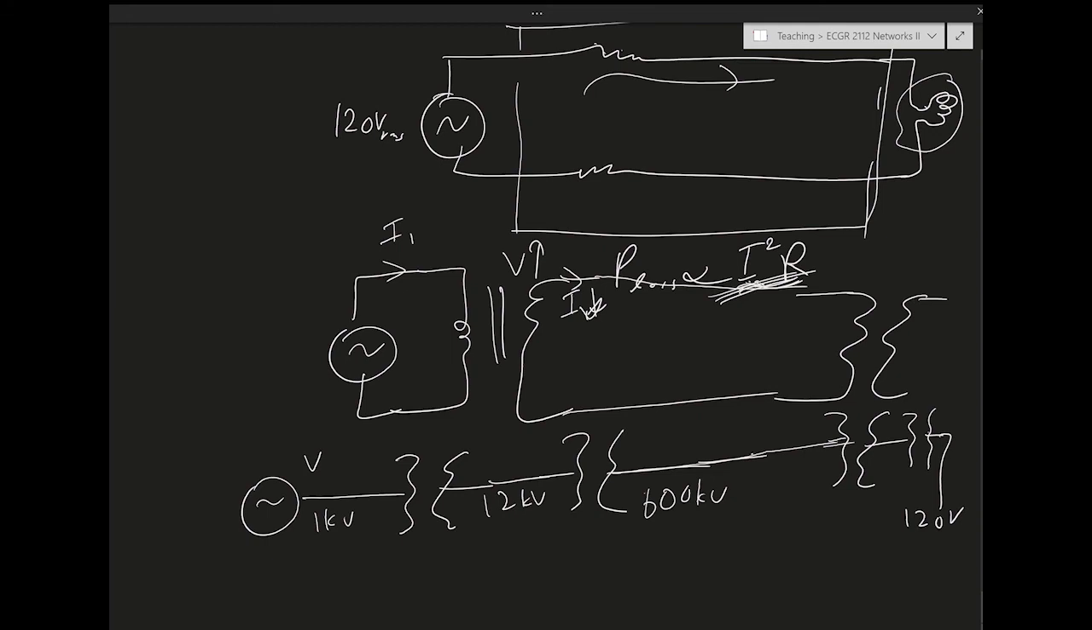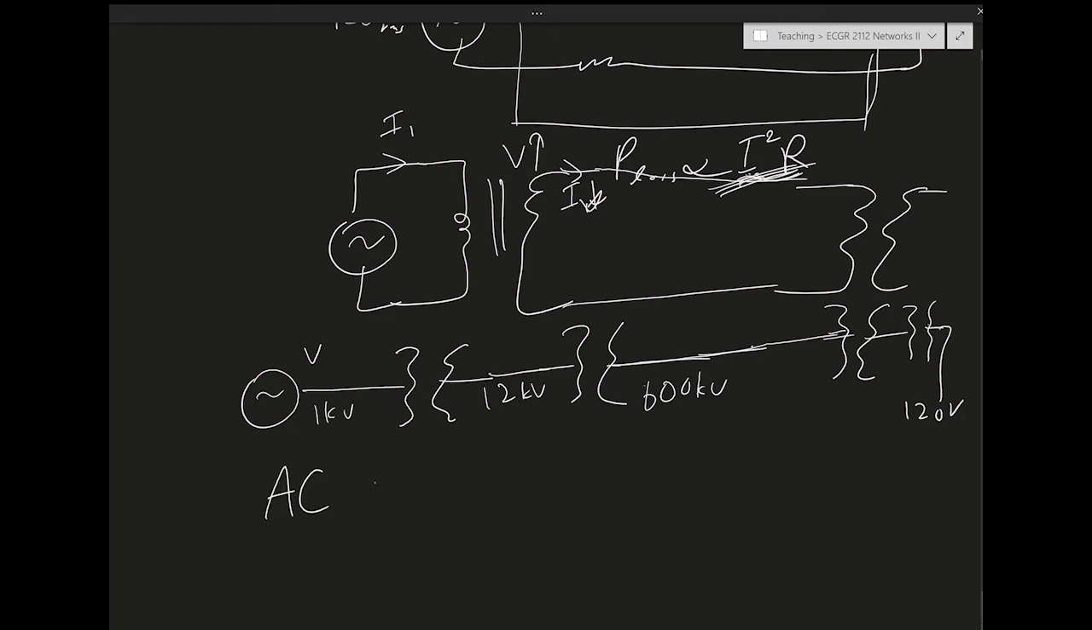The technology that enables this is the transformer. I mean, the transformer is one of the most important inventions in the power systems industry. Without the transformer, this whole thing wouldn't have been doable 100 years ago. Okay? And this is one of the reasons why AC transmission won over DC transmission.